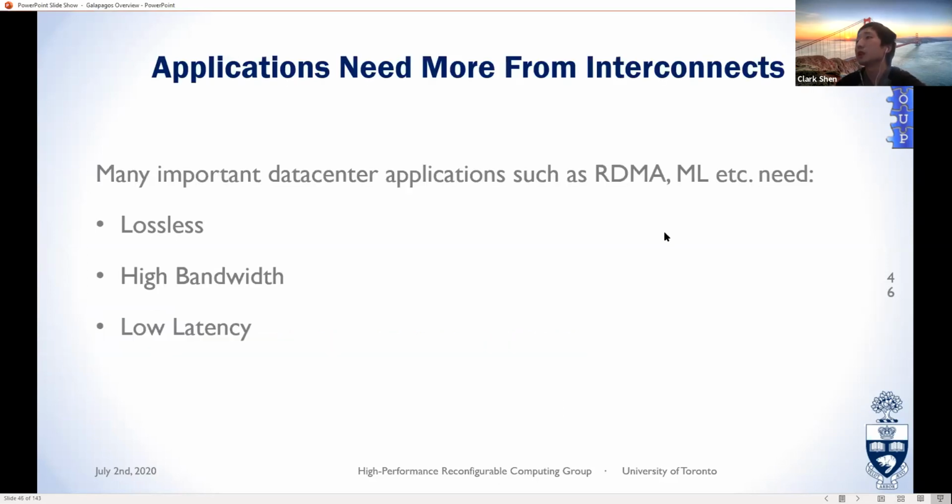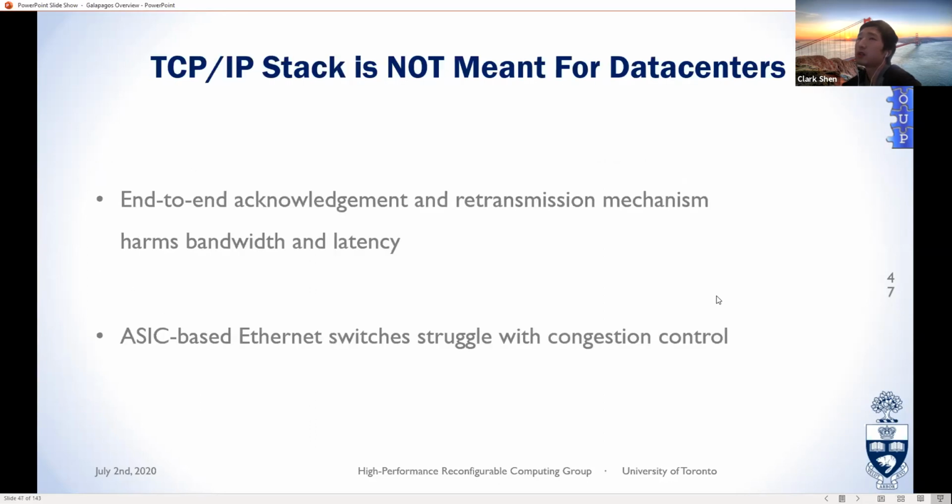So speaking of data center interconnect, emerging applications such as RDMA and large ML applications nowadays need the network interconnect to be lossless, high bandwidth. When we talk about high bandwidth, we usually mean at least 100 gigabit per second. And we also need low latency. It's almost common sense now that the conventional TCP/IP stack is far away from great in this context.